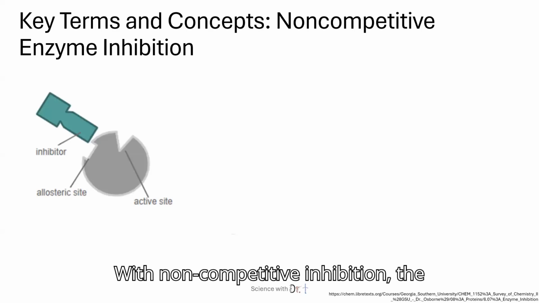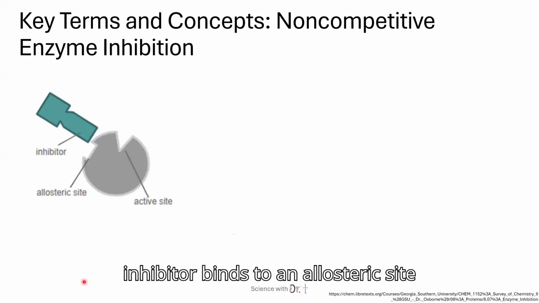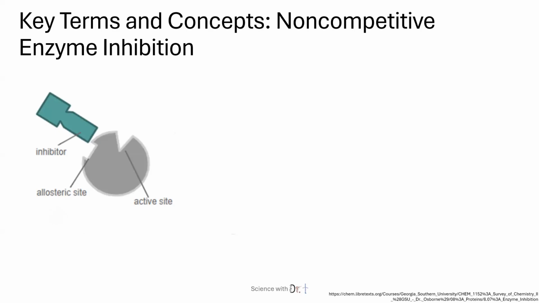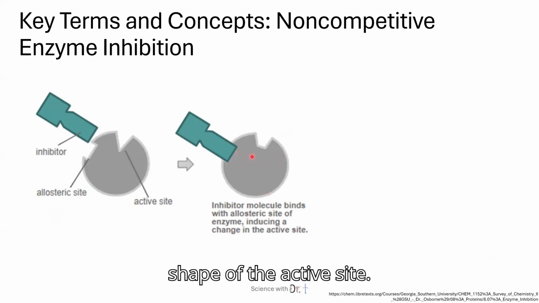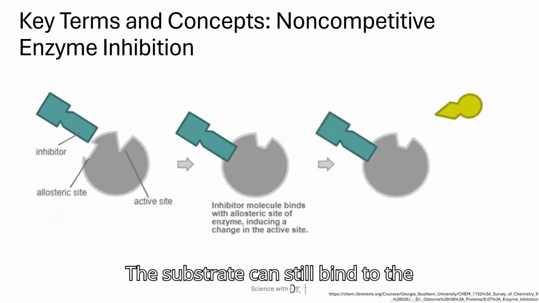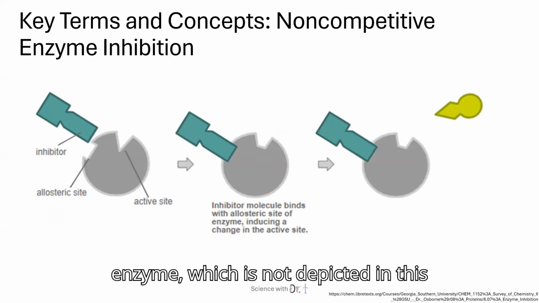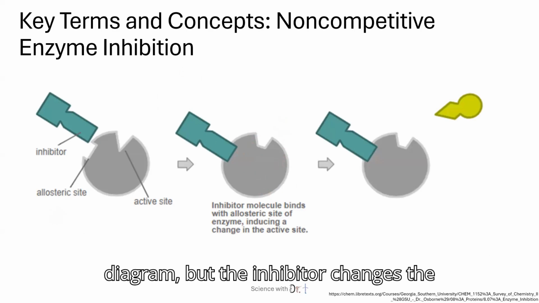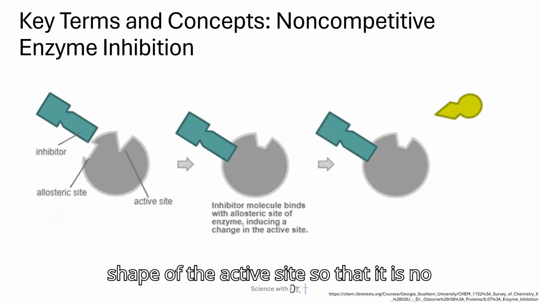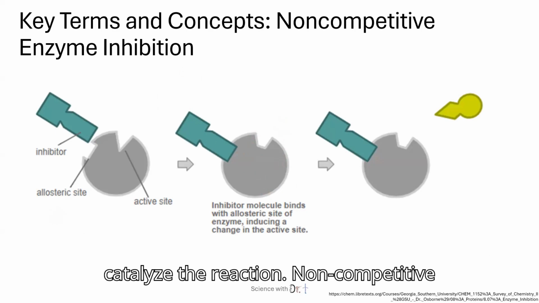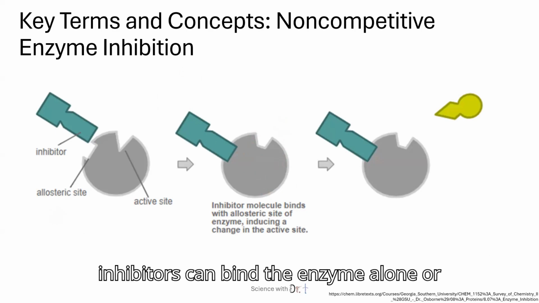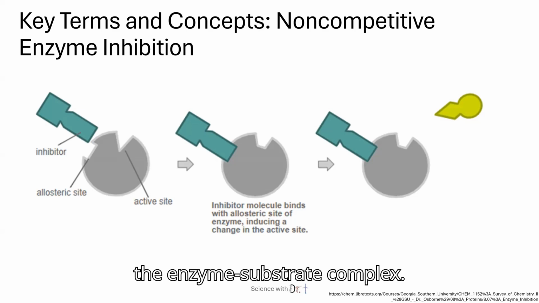With non-competitive inhibition, the inhibitor binds to an allosteric site on the enzyme. When the inhibitor binds to the allosteric site, it changes the shape of the active site. The substrate can still bind to the enzyme, which is not depicted in this diagram, but the inhibitor changes the shape of the enzyme so that it is no longer in the optimal position to catalyze the reaction. Non-competitive inhibitors can bind the enzyme alone or the enzyme substrate complex.